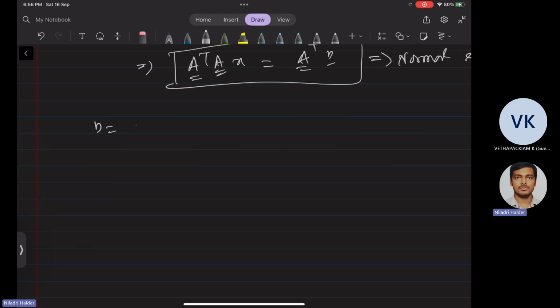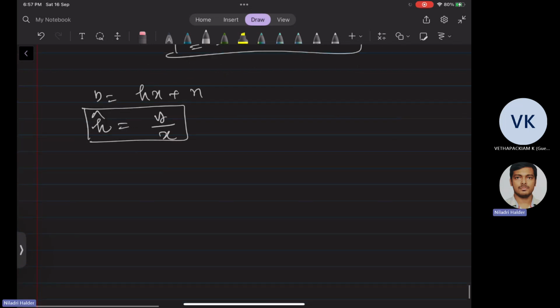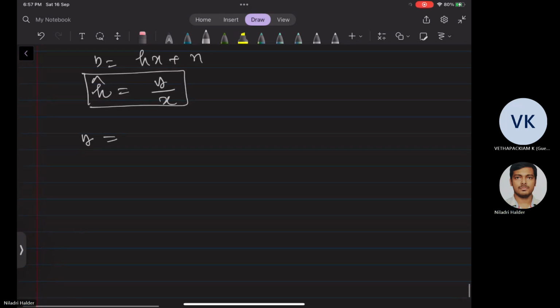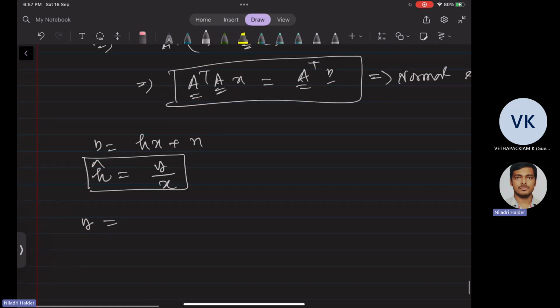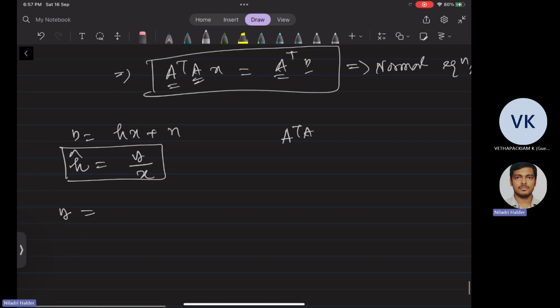So y equals hx plus some noise, and what will be h hat? h hat will be y by x. Suppose this is the problem, so this is the solution. You just divide y by x. But for the vector case, just use this equation: (A transpose A) inverse A transpose x.